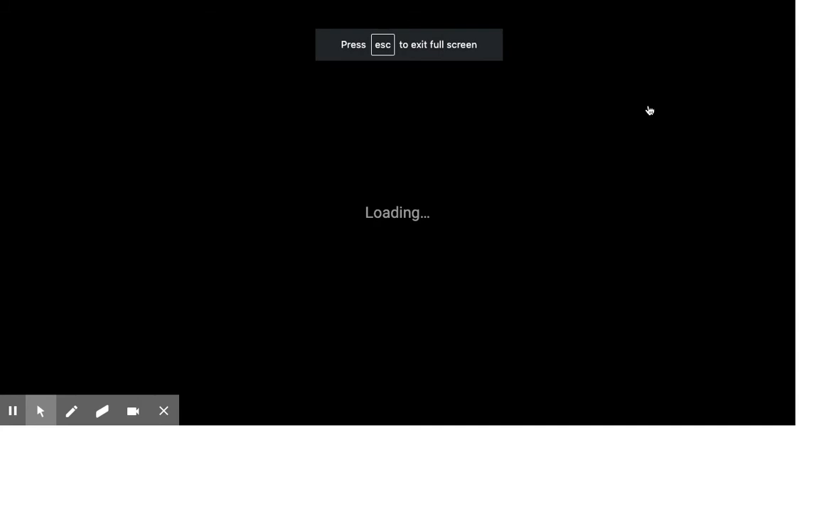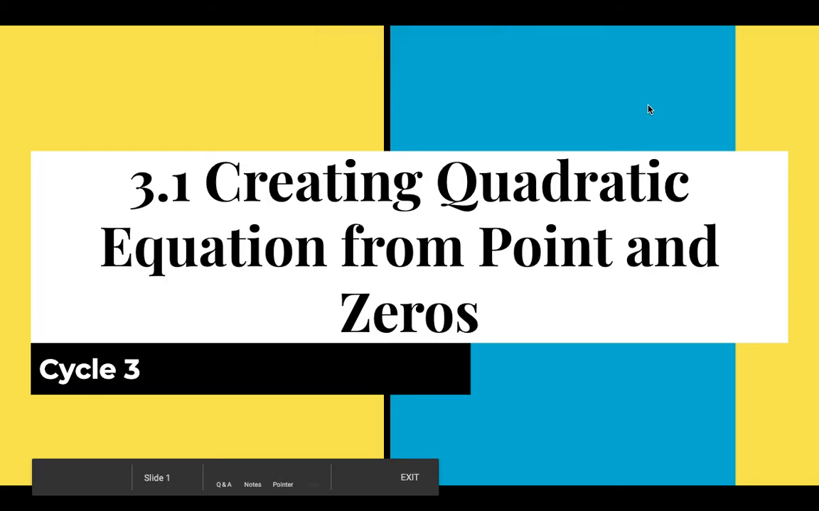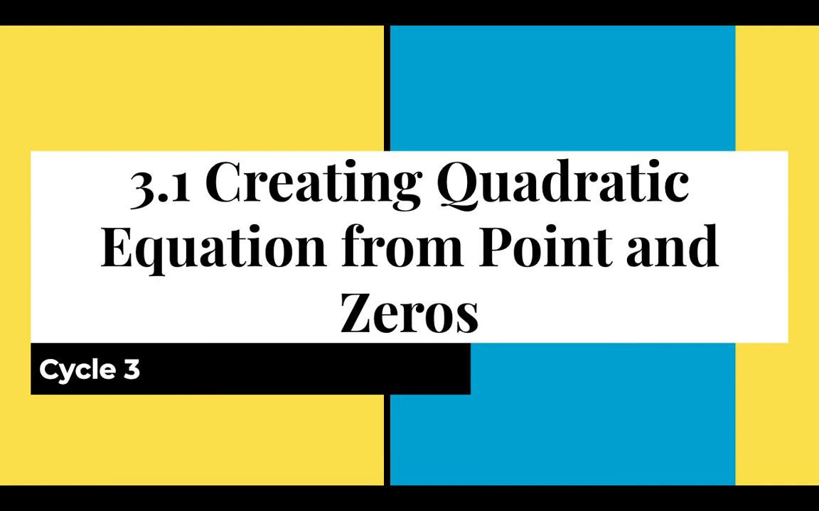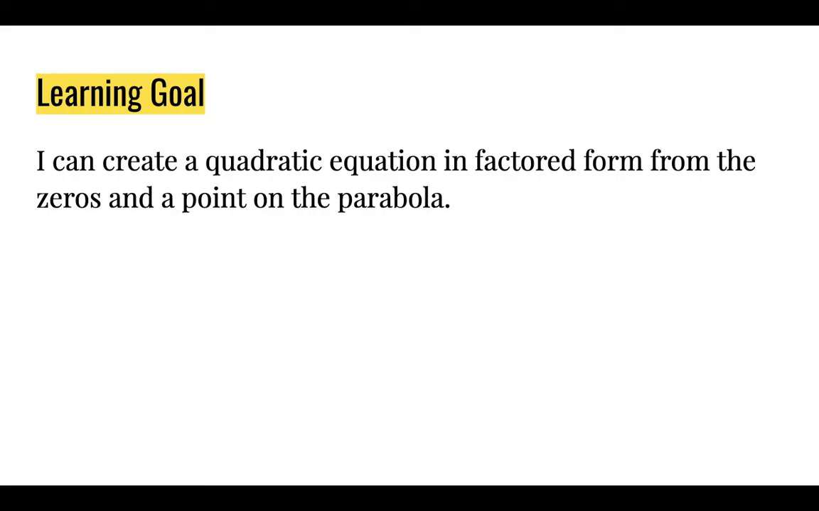Okay, so let's go into our presentation mode. So our first lesson for cycle 3 is creating a quadratic equation if you're told a point and zeros of a parabola. Okay, so here's our learning goal for today. You're going to be able to create a quadratic equation in factored form if you're told the zeros and a point on a parabola.